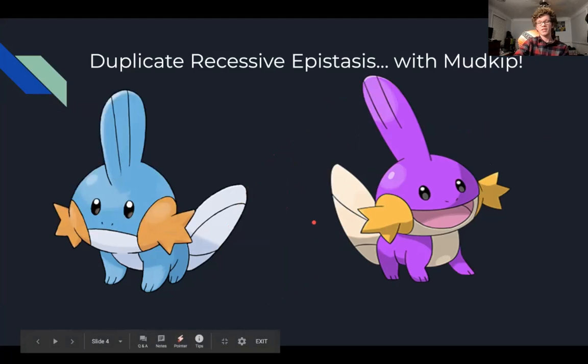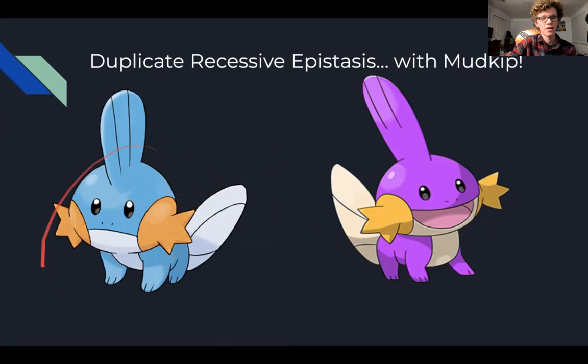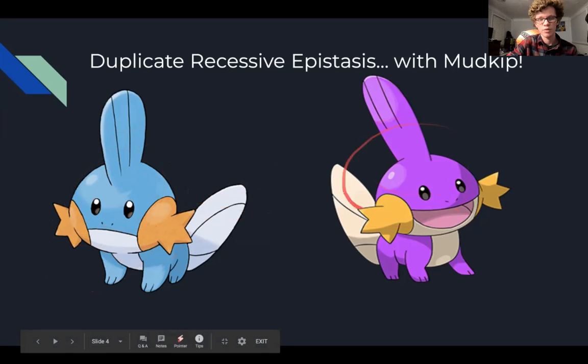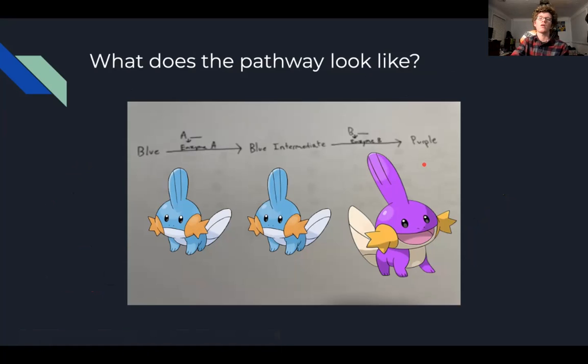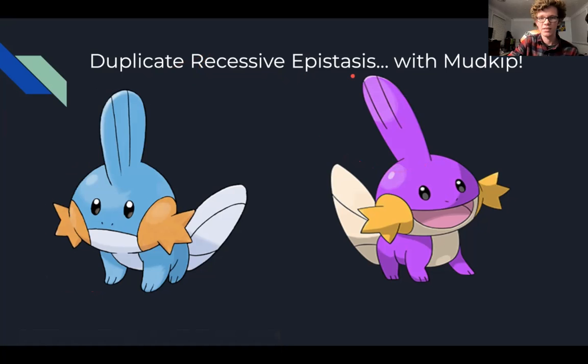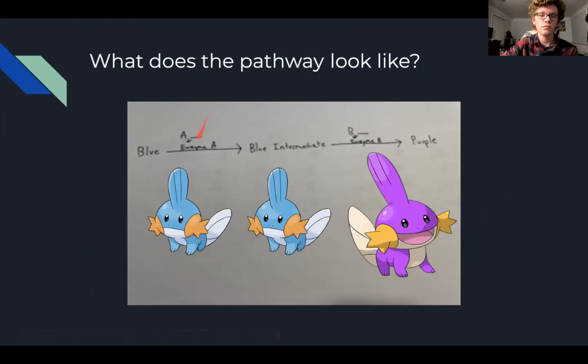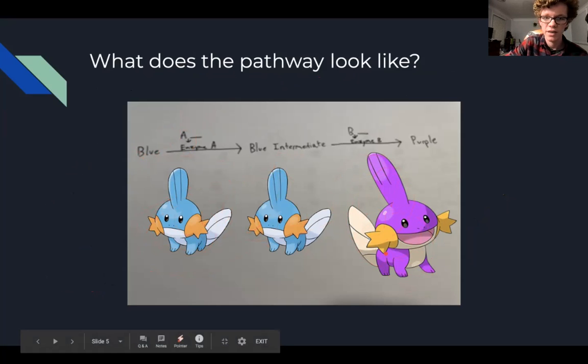So we're going to be using this delightful Pokemon Mudkip as an example. This is a blue Mudkip and this is a purple Mudkip. We're going to be looking at duplicate recessive epistasis, by the way. So what does this even look like? Well, we see here that we've got a blue Mudkip and a blue intermediate Mudkip, right? So these are the two phenotypes. And then this is another phenotype.